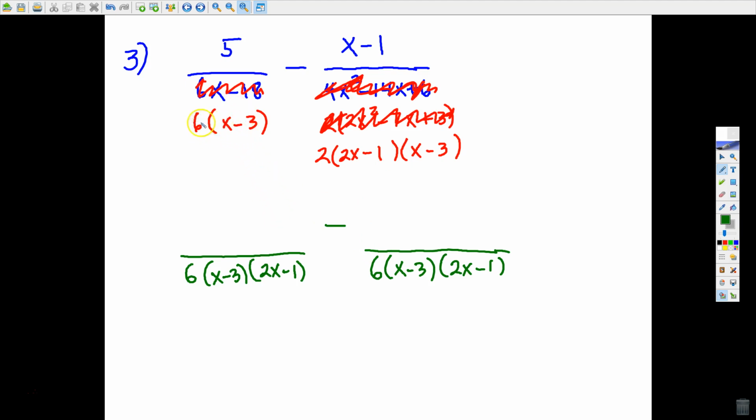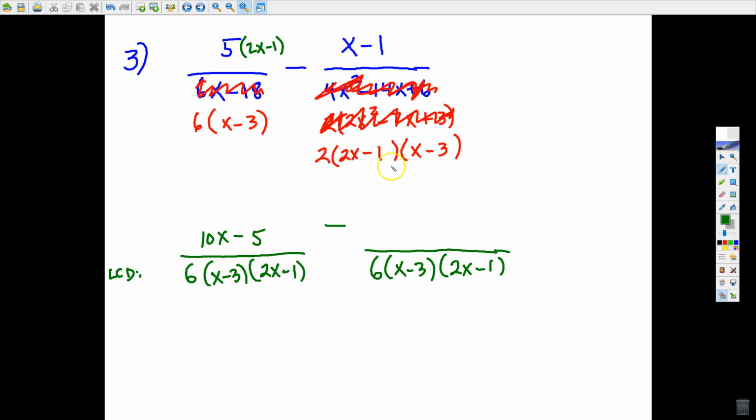Okay, so here's the process. I'm going to take the red factored form of the original problem, and I'm going to divide into the green LCD. Okay, do you notice that two of these cancel, 2x minus 1 doesn't cancel. So just think of multiplying 2x minus 1 times this 5 numerator, and that gives you 10x minus 5.